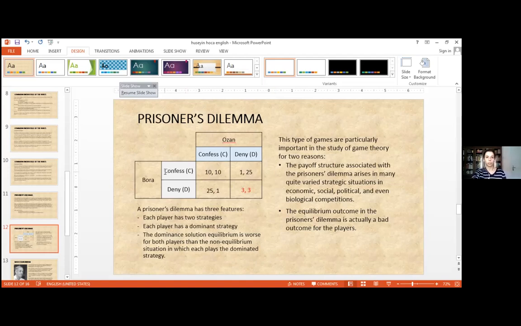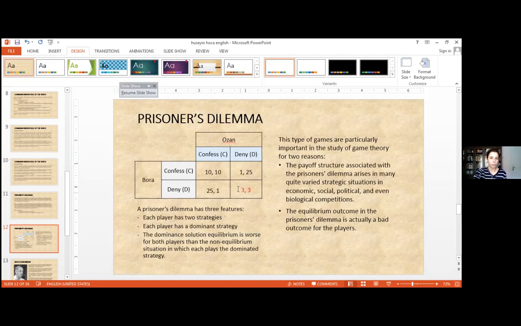Let's take Bora's perspective. If he believes that Ozan would confess, Bora would choose confessing. The payoffs here are jail time, so in this game we are actually looking for lower payoffs. If he confesses, he would spend 10 years in jail. If he denies, he would spend 25 years in jail. So if Bora believes that Ozan would confess, he would choose confessing. If he believes that Ozan would deny, he would choose confessing again, because he will get 1 year in jail.